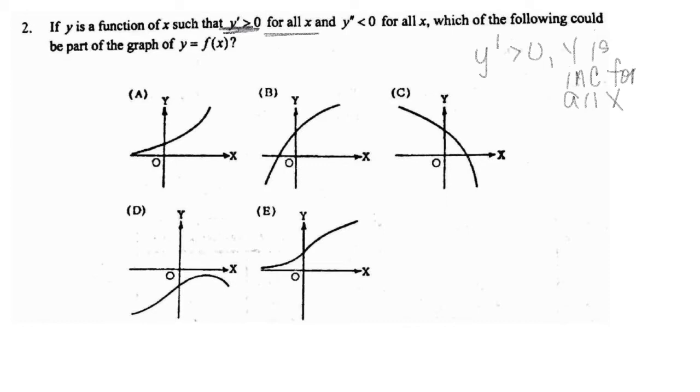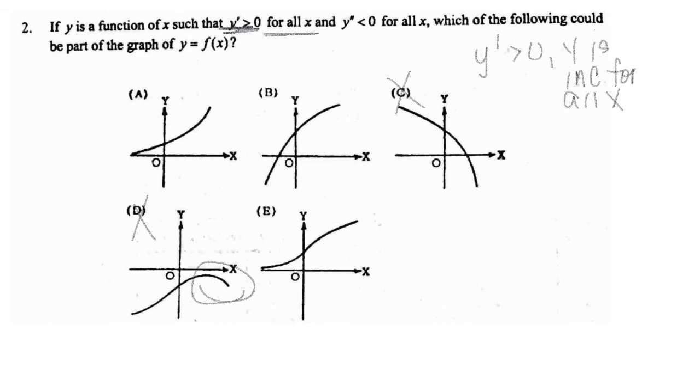Well, that looks like we are going to be able to get rid of C, because here we are decreasing. Let's look right here. We are decreasing here, right? So let's get rid of that, because this says that we would definitely need to be increasing everywhere.